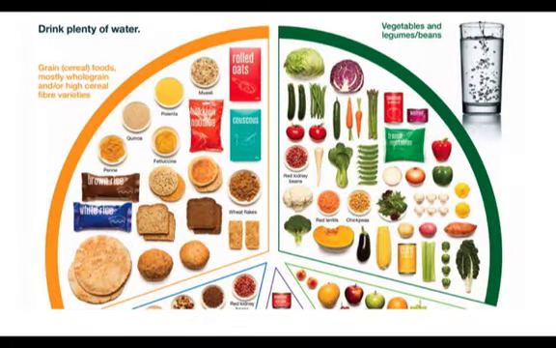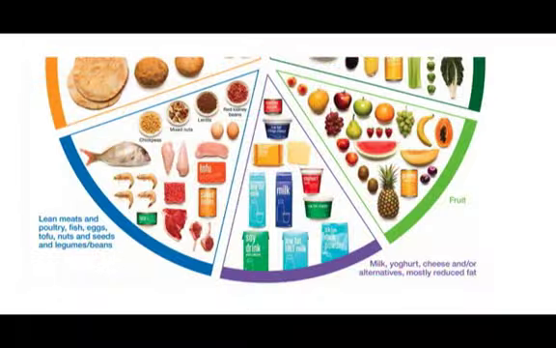Grain foods such as cereal foods, which are foods that are mostly whole grain or high in fibre, and vegetables/legumes and beans are both food groups to be consumed in large amounts on a daily basis. This is demonstrated through both areas being the biggest on the diagram. After this, the third most important food group to consume daily is lean meats, poultry, fish, eggs, tofu, nuts and seeds. Lastly, the 2 other food groups being fruit and dairy products such as milk, yogurt, cheese, etc. should be consumed on a daily basis but in smaller proportions.